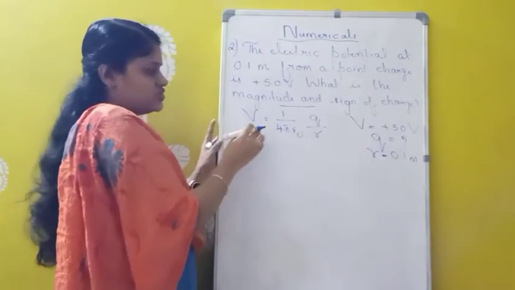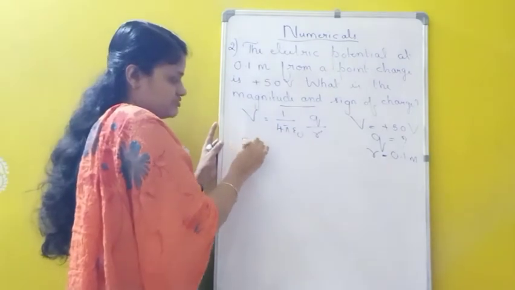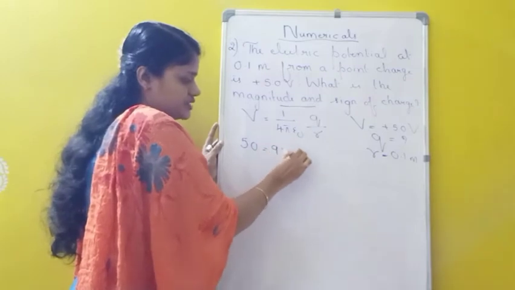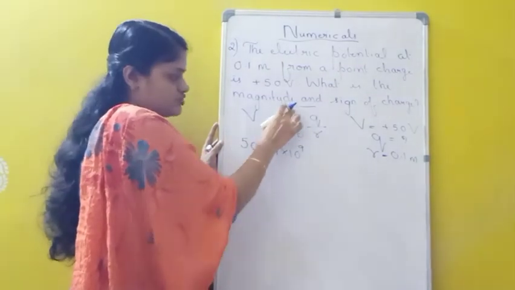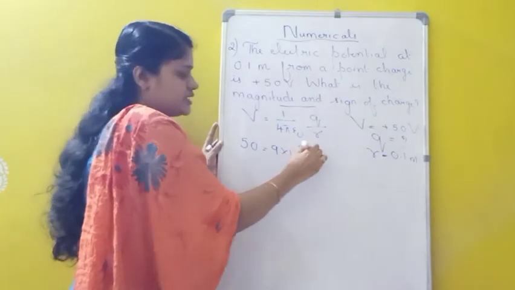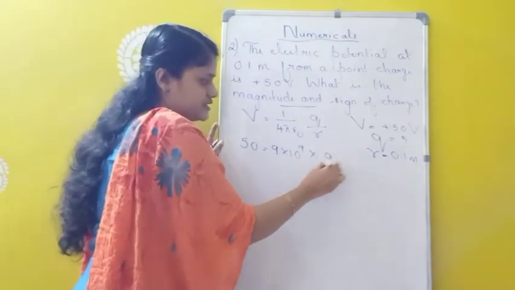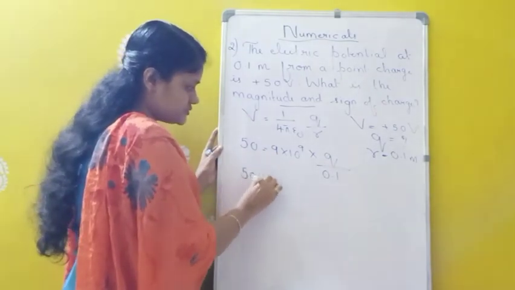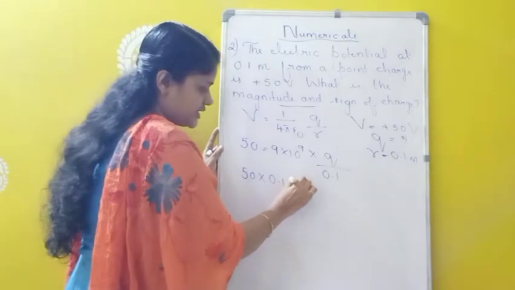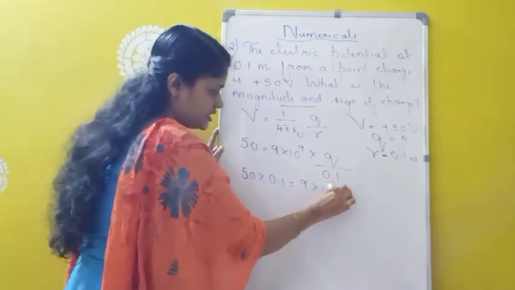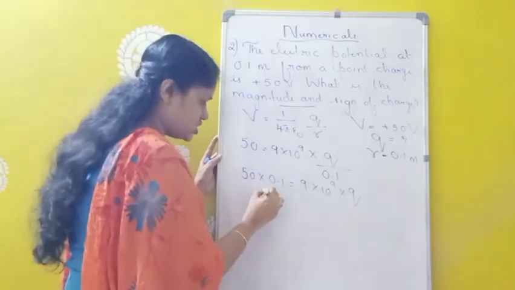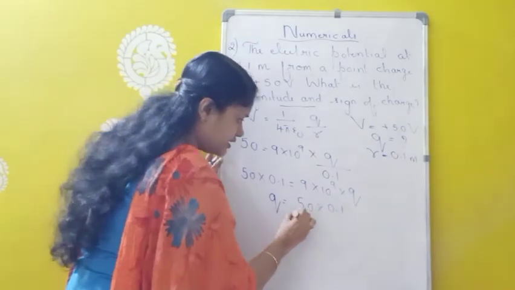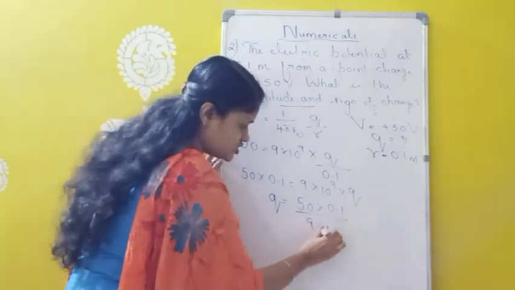Then substituting the values here. Instead of V, we can write 50 equals 1 by 4 pi epsilon 0. What is the value? 9 into 10 raised to 9. This value you have to always remember by heart. So 1 by 4 pi epsilon 0 value is 9 into 10 raised to 9, into Q which we don't know, divided by the distance 0.1. Now cross multiplying, 50 into 0.1 equals 9 into 10 raised to 9 into Q. So from this, charge Q equals 50 into 0.1 divided by 9 into 10 raised to 9.